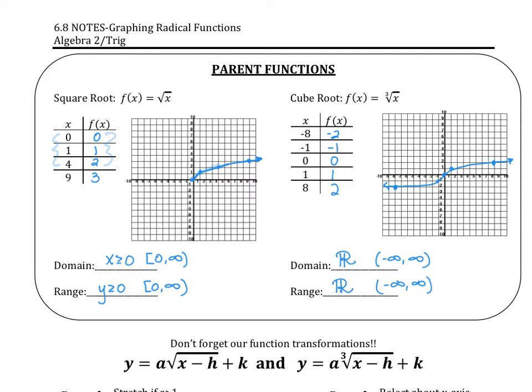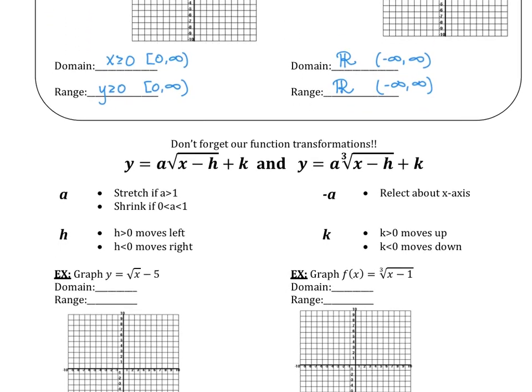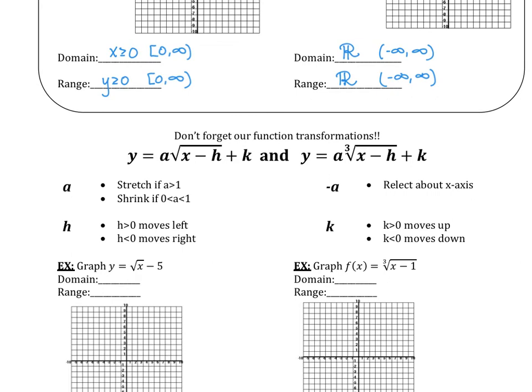Now, along with the idea of parent functions, we cannot forget our function transformations. Remember, each of our parent functions shows us what transformations are happening just by the way they're written in equation form. So if we have y equals a times the square root of x minus h, plus k outside, or y equals a times the cube root of x minus h, plus k, we know that several transformations happen.